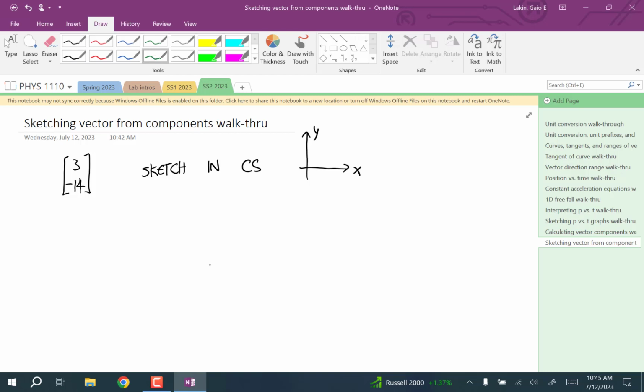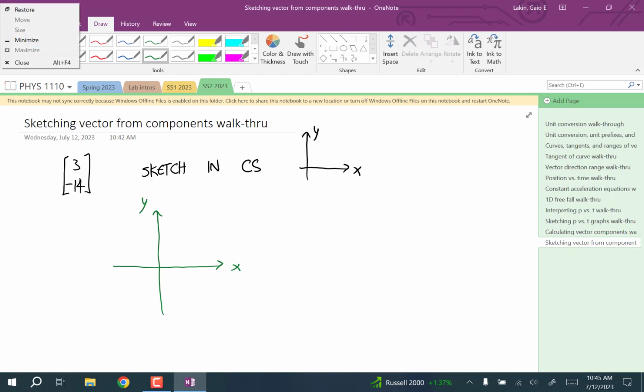Well, the key here is to remember that the components of a vector are equivalent to the coordinates of the head of the vector when the tail is at the origin. So first, start out by plotting this as if it's the coordinates of a point. So pause the video for a second and plot this point.